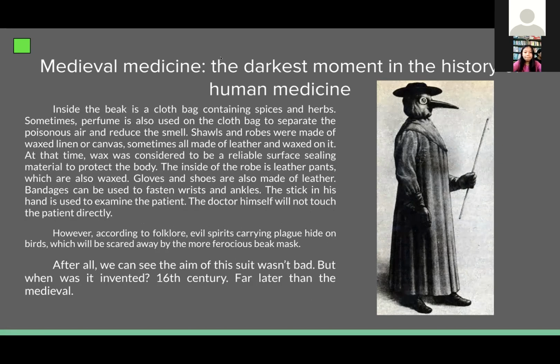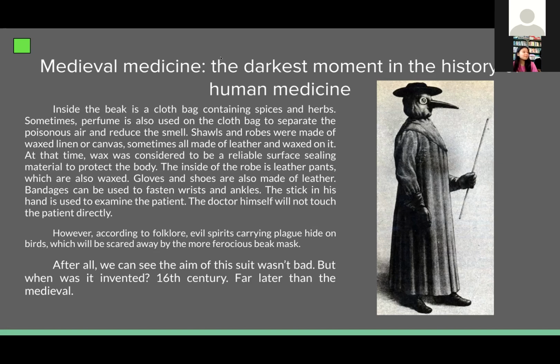Inside the beak is a closed bag containing spices and herbs. Sometimes perfume is also used on the closed bag to separate the poisonous air and reduce the smell. Shawls and robes were made of wax, linen, or canvas, sometimes all made of leather and waxed on it. At that time, wax was considered to be a reliable surface sealing material to protect the body. The inside of the robe is leather pants, which are also waxed. Gloves and shoes are also made of leather. Bandages can be used to fasten wrists and ankles.